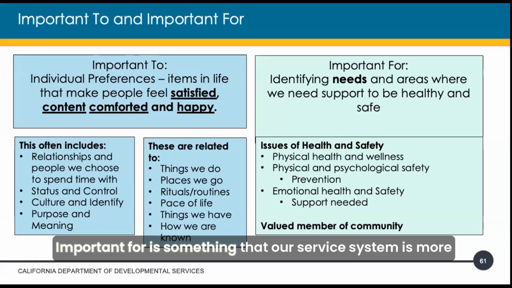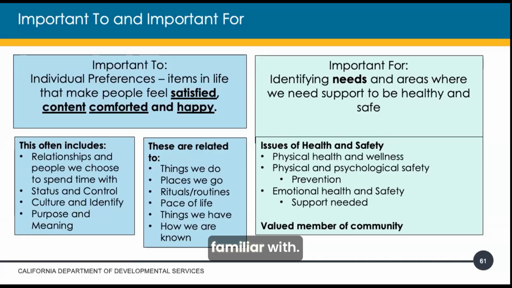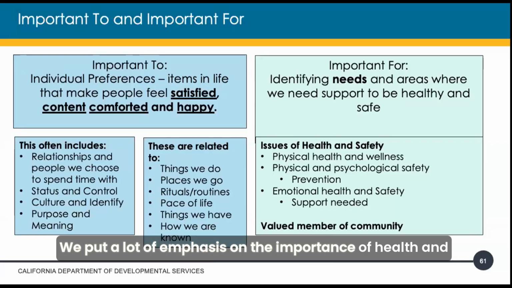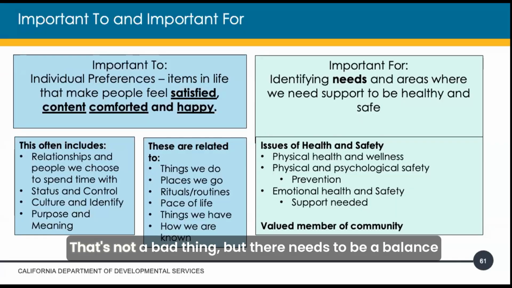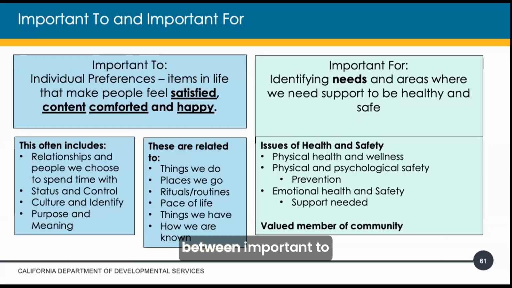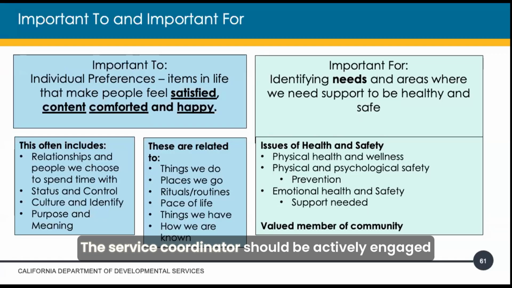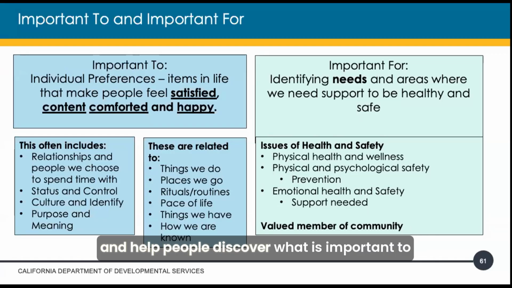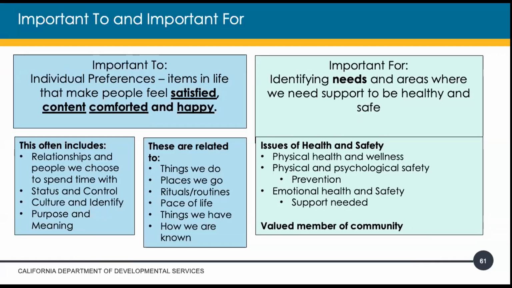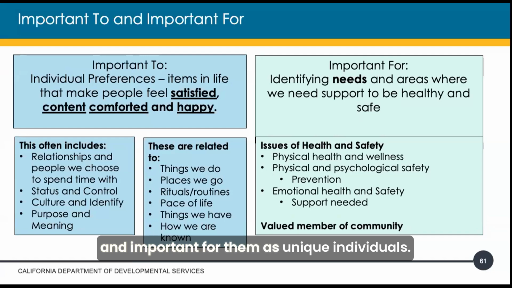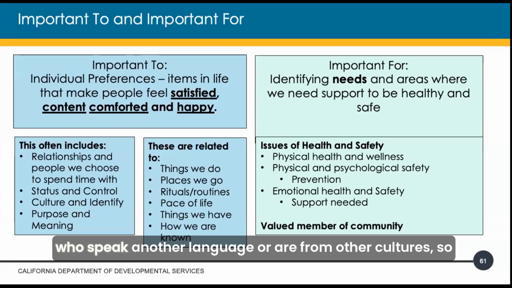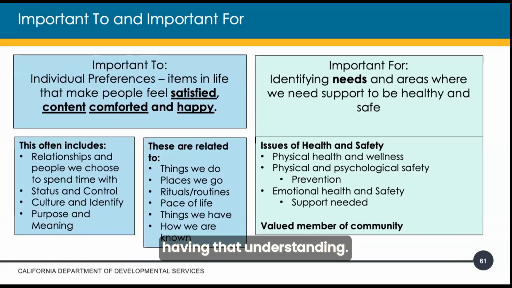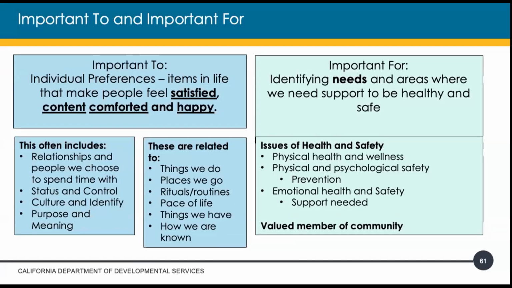Important for is something that our service system is more familiar with. We put a lot of emphasis on the importance of health and safety. And that's not a bad thing, but there needs to be a balance between important to and important for. The service coordinator should be actively engaged and help people discover what is important to and important for them as unique individuals. This also applies to individuals and families who speak another language or are from other cultures. So having that understanding. Next slide.